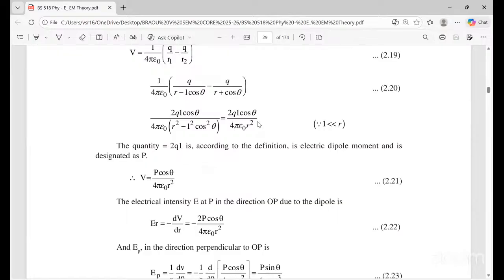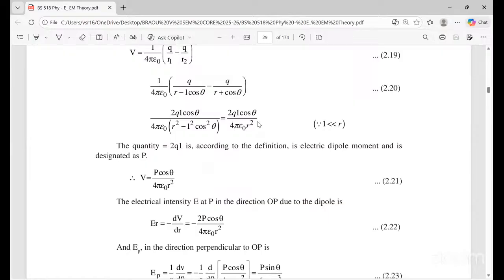But the thing is that here 2Q is the magnitude of the charges of the dipole, where L is the length by which the two charges are separated. The product of the magnitude of the charges and the length is nothing but the dipole moment, which is denoted P. Okay, so P equals 2Q into L.